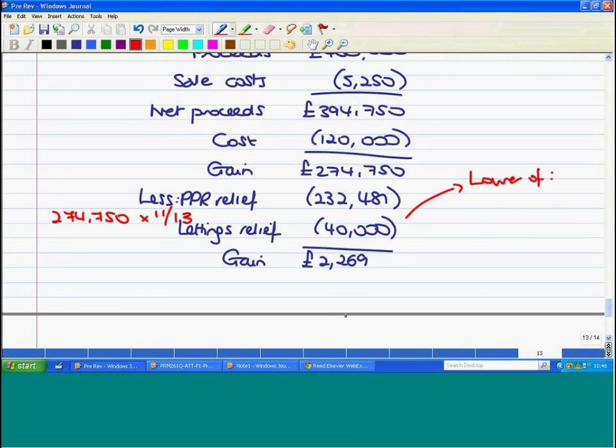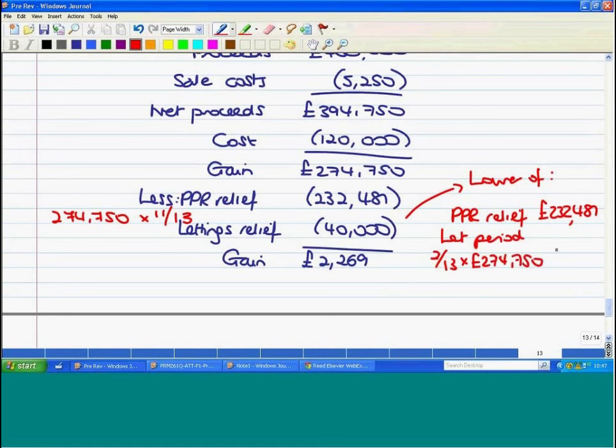Now in terms of lettings relief, what we need to make sure we show is we're considering the lower of 3 different amounts. You've got your PPR relief, which we've just calculated as £232,481. You've got your let period. The let period here would be 2 out of the 13 years times my gain.